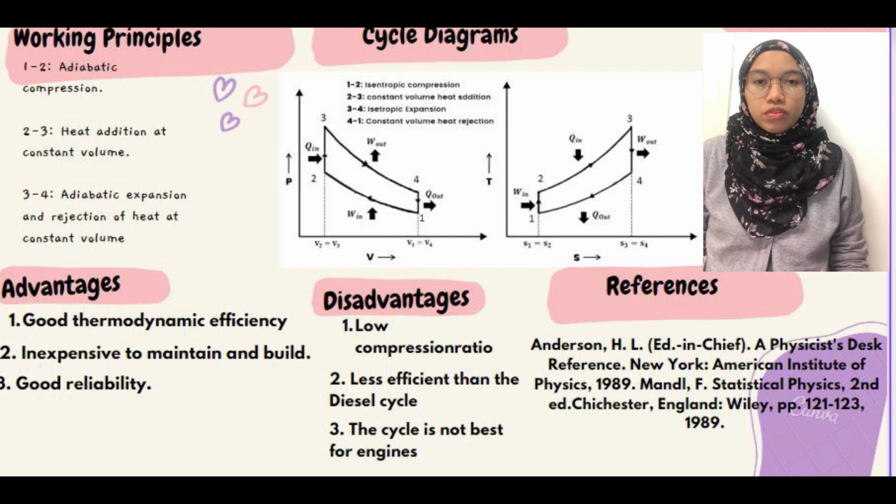Lastly, the suggestion for the Otto cycle. You can add more moving parts and manufacturing expertise. And secondly, you can improve it by changing its volumetric compression ratio.